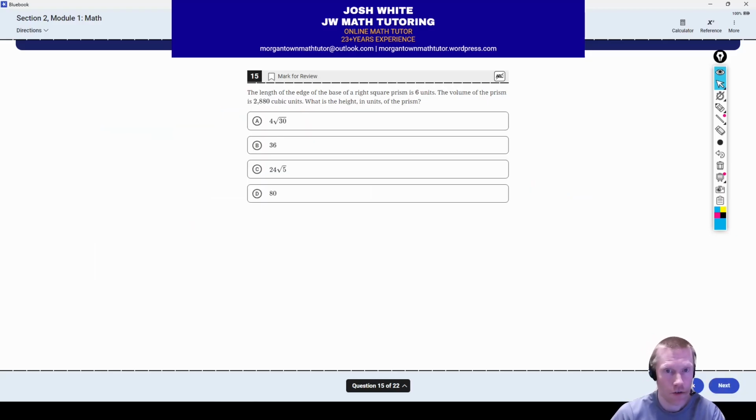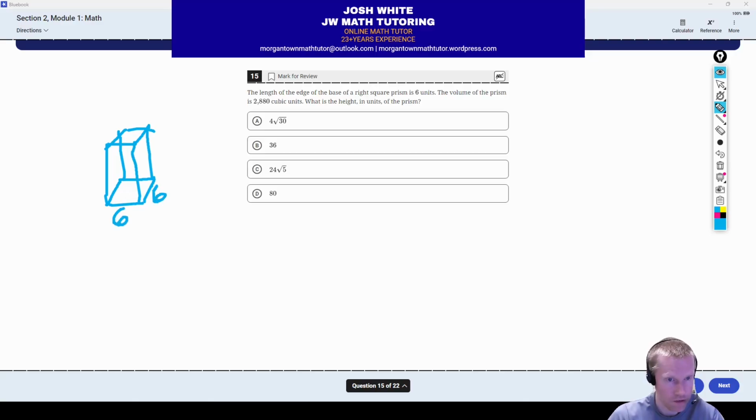Next up, number 15, you're given the edge of a right square prism, the length of it, and you're given the volume, and they want to know the height. So essentially we have a square here, and then we extend it up. Since it's a square, we know this is 6 and we know this is 6. This height, we don't know. However, we do know the volume, which is 2880.